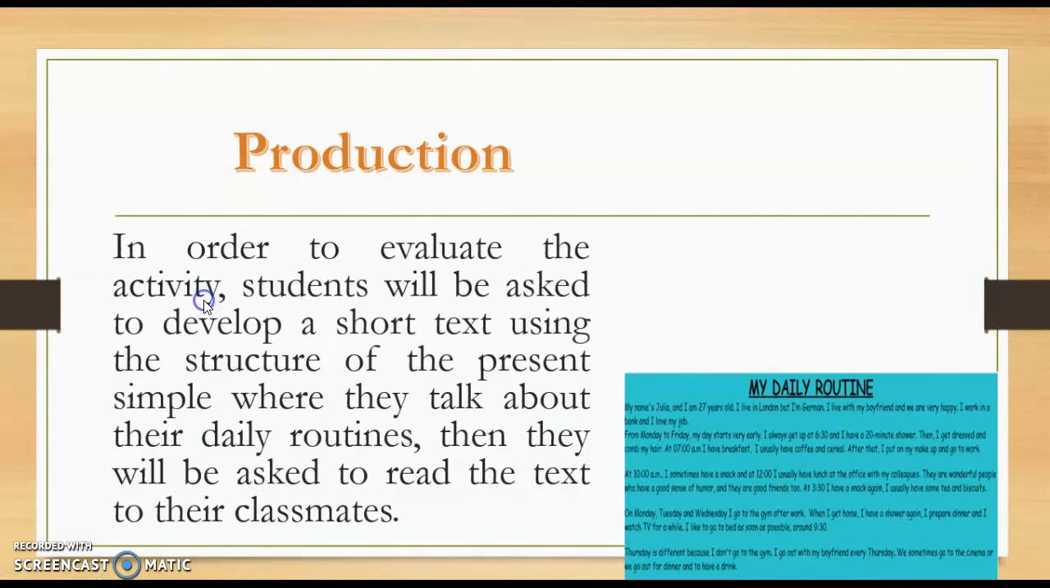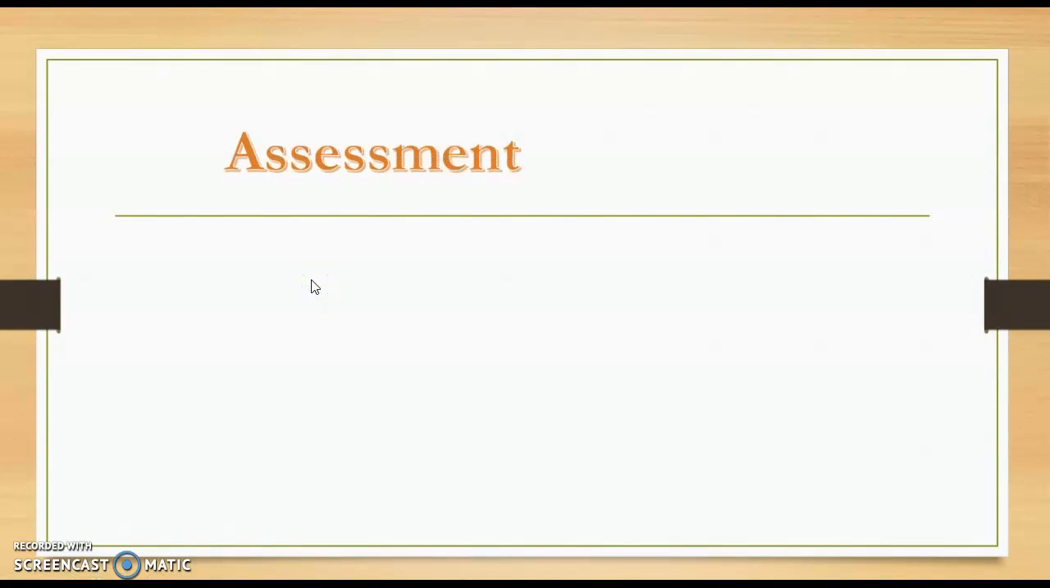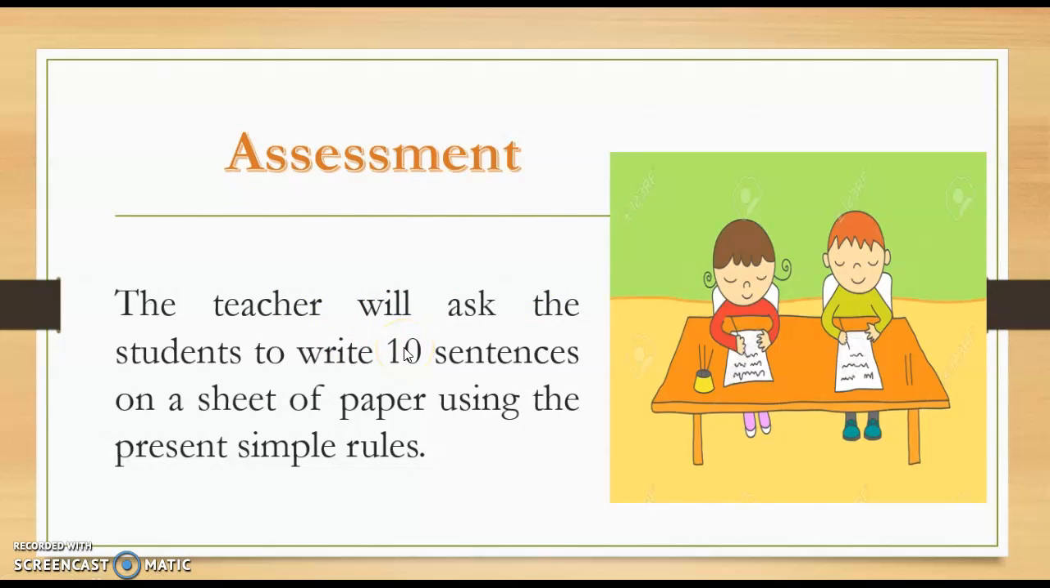Production. In order to evaluate the activity, the student will be asked to develop a short text using the structure of the present simple, where they talk about their daily routines. Then they will be asked to read the text to their classmates. Finally, the teacher will ask the student to write 10 sentences on a sheet of paper using the present simple rules.